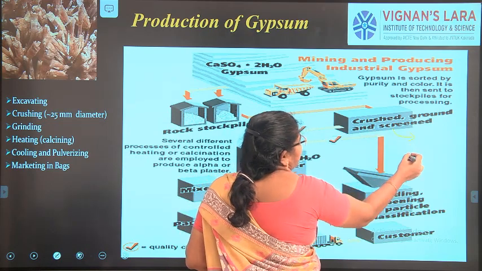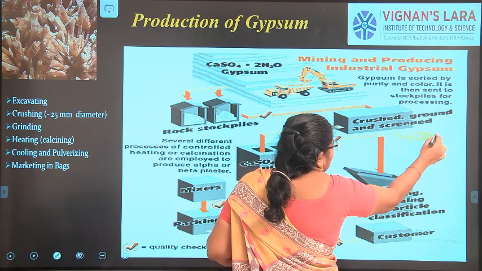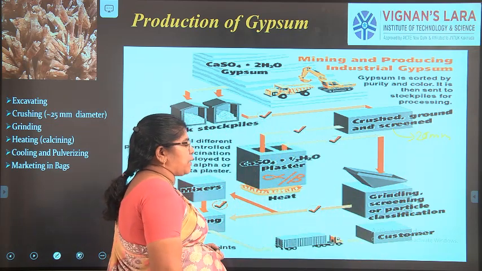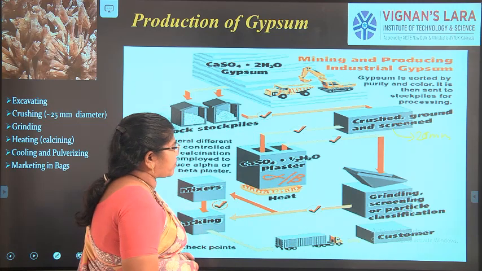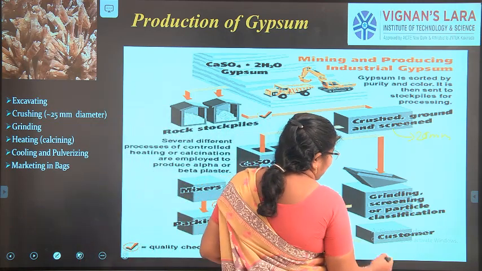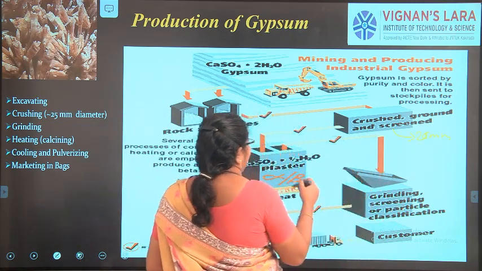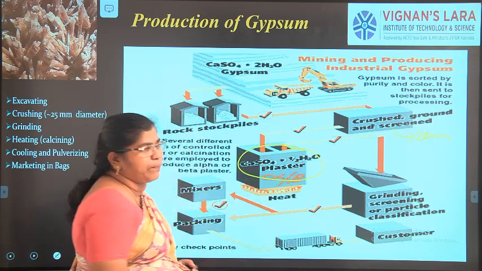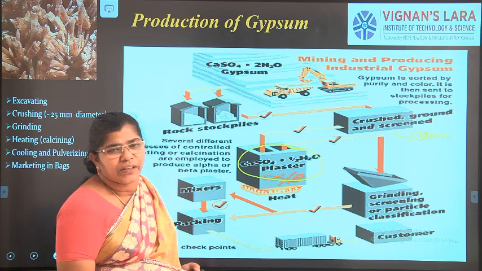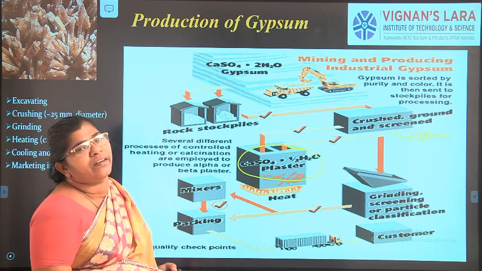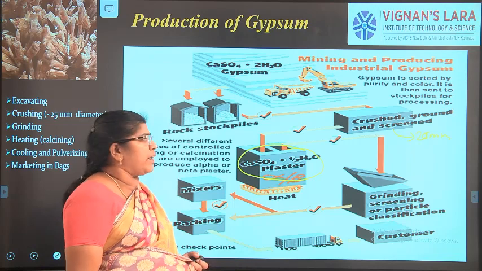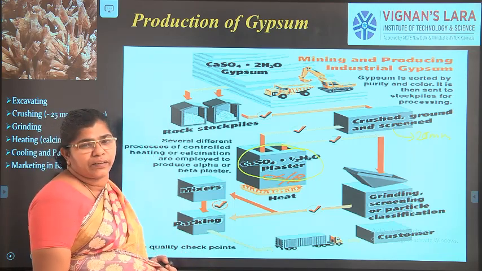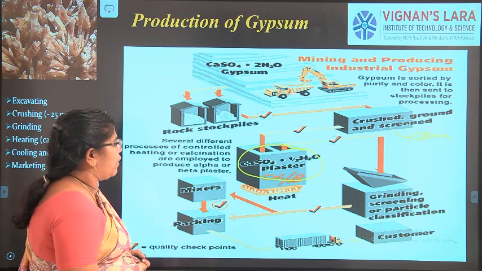Where it is crushed to 25 mm size. Then the crushed particles will be taken for grinding purposes. After grinding, we again take it to the calcination process. Calcination is nothing but heating to a temperature of 1000 degrees centigrade, where all the water will be evaporated and calcium sulfate 2H2O will be formed.